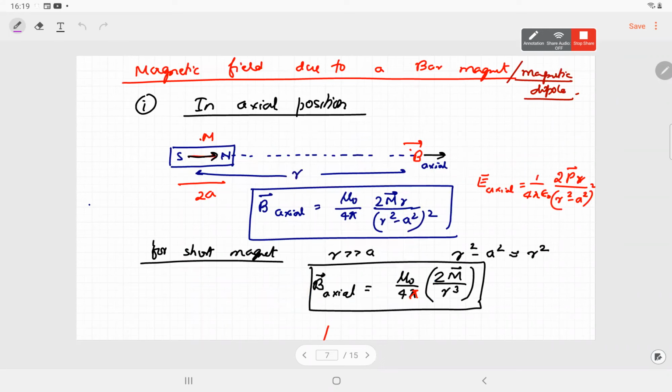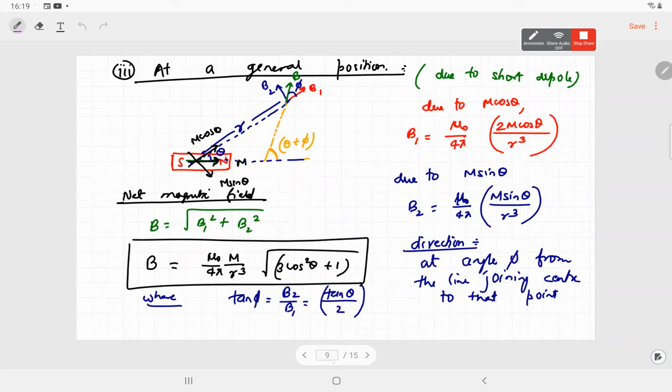In the axial position, the magnetic field of a magnet is similar to the electric field due to an electric dipole. 1 by 4 pi epsilon naught 2pr by r square minus a square. Here it becomes mu naught by 4 pi 2mr by r square minus a square. So again, to change the electric dipole formula to the magnetic dipole formula, we just change p to m, and 1 by epsilon naught to mu naught. For a short magnet, r square minus a square is approximately equal to r square, since a is very very small. So this becomes mu naught by 4 pi 2m by r cube.